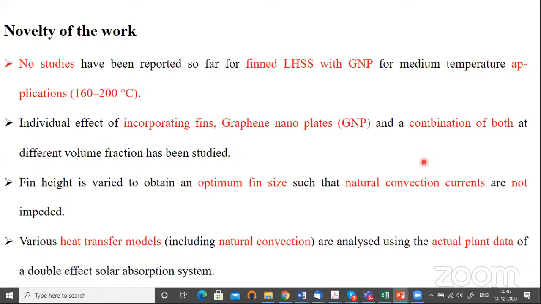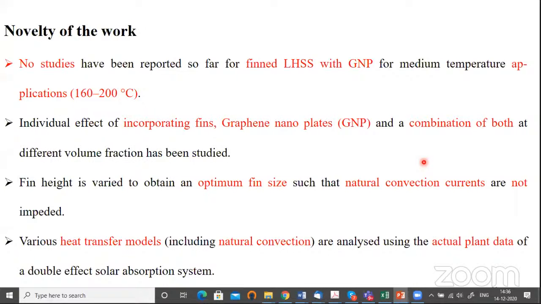Now, what is the novelty of this part? Of course, again, as I told, there are not many studies carried out on this finned latent heat energy storage system with GNP for medium temperature application. For us, it is around 140 to 160 degrees centigrade. Then the individual effect of incorporating fins, GNP, and the combined effect of both has also not been studied for this particular range of temperature for a finned latent heat energy storage system.